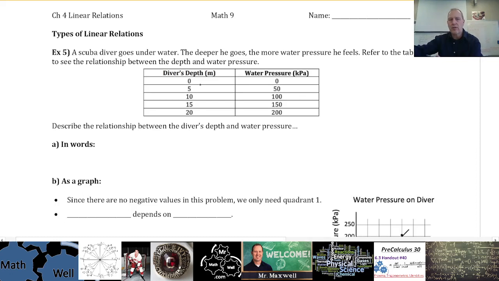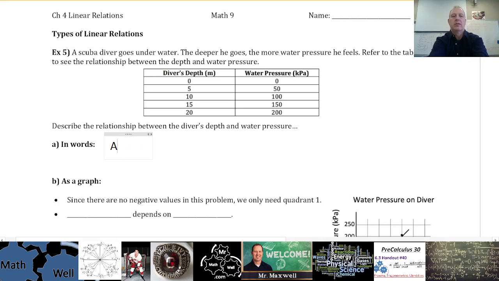So as the diver goes down 5 meters, the water pressure in kilopascals increases by 50. Okay, now we are going down, but this is a positive. So as the depth increases by 5 meters, we'll have to say it that way, the water pressure increases by 50 kilopascals. And we're going to write that in words right now. Are you ready? So in words, fill this out in your notes. We're going to describe that.